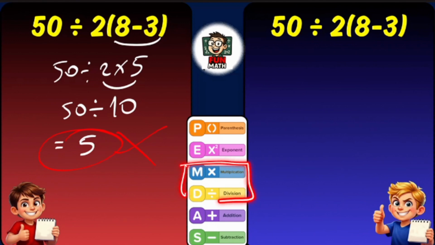Here we have another rule. There is no order between multiplication and division; operations are done from left to right. There is no order between addition and subtraction; operations are done from left to right.